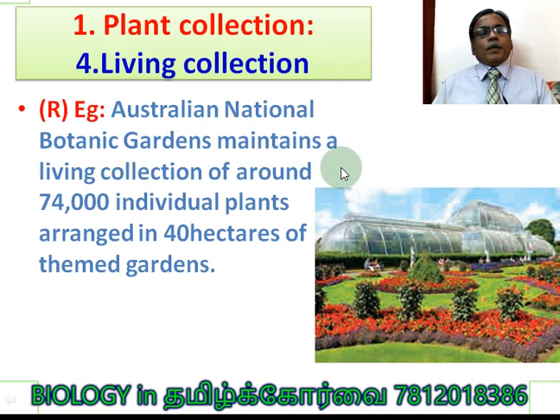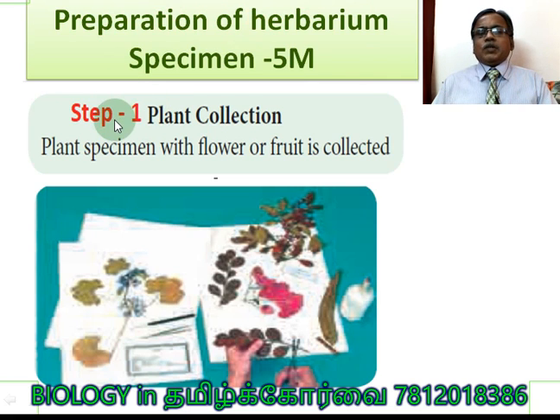Now plant collection, the last one is living collection. The example I am giving here is the Australian National Botanical Garden. A botanical garden, you know very well, carries a lot of live plants, so that is the reason why it is called a living collection. It maintains a living collection of around 74,000 individual plants arranged in 40 hectares of themed gardens. So this is called living collection. So step 1, plant collection, is over. A plant specimen with a flower or fruit is collected like this.